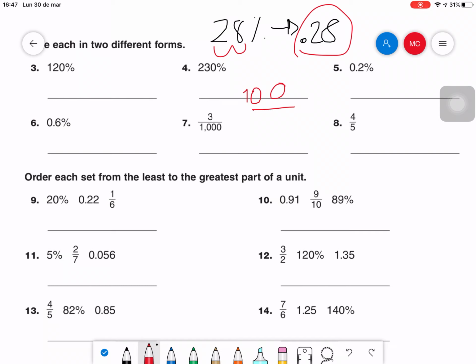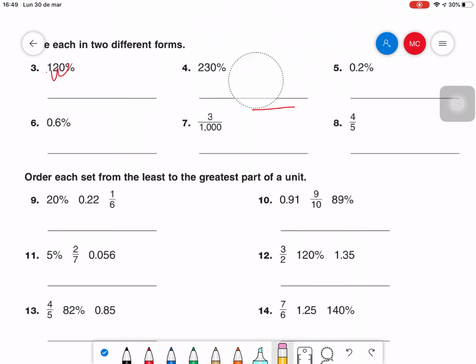It says 120%. Of course, I know that's more than 100. So what I need to do is do the same. I count the zeros that the 100 has, so it's 2, 1, 2. And if I change that into a decimal, it will be 1.20. Okay, that is one way of writing it different than percentages, but it says writing each in two different forms, so I need another one.